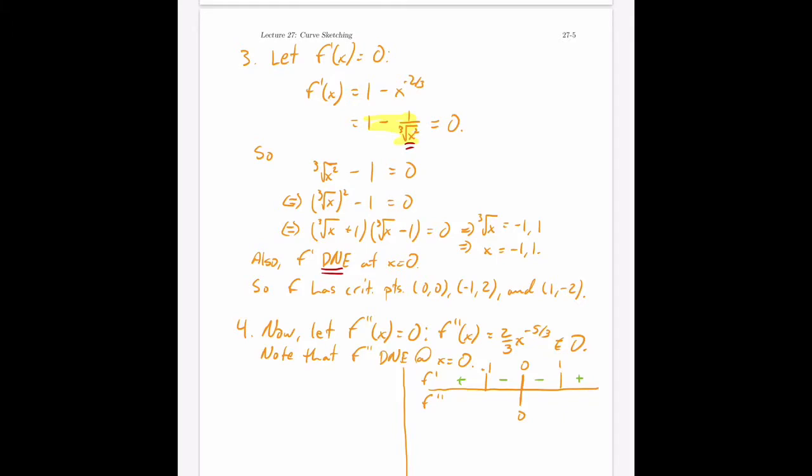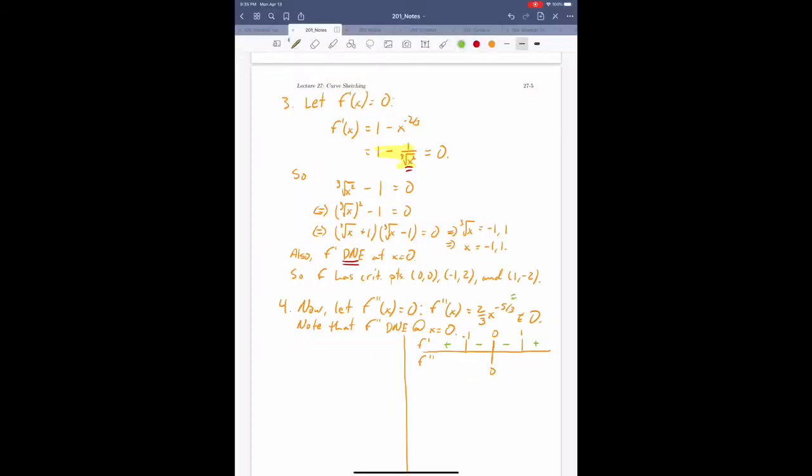Now for f double prime, just to be clear, this is 2 over 3 times the cube root of x to the 5th. That's why it doesn't equal 0, by the way. But it also means that we've got a positive numerator and a positive or negative denominator. So if we plug in a negative number for x, then we just get that. Plug in a positive number, we get that. So now we can describe what we've got here and then sketch our curve.